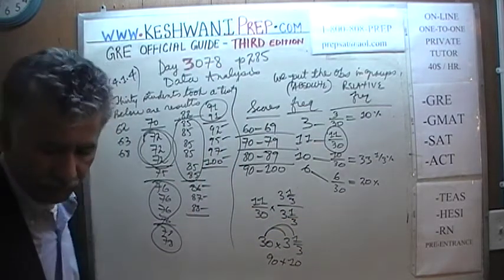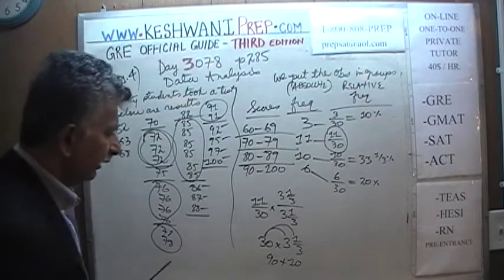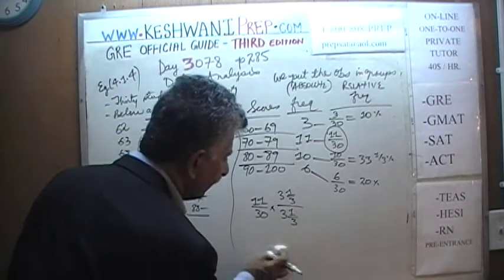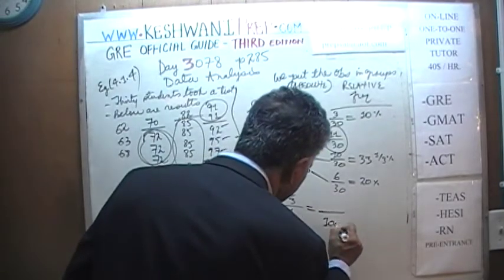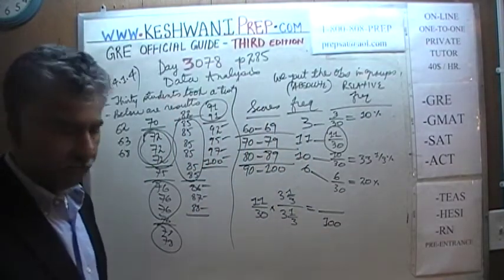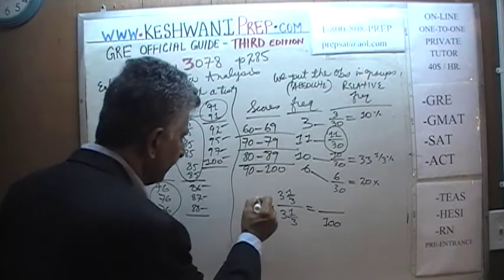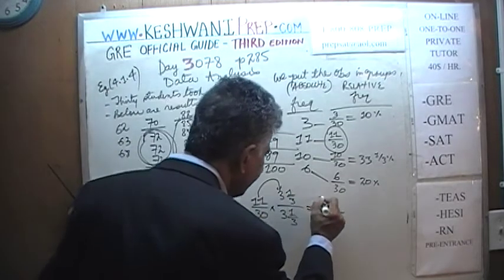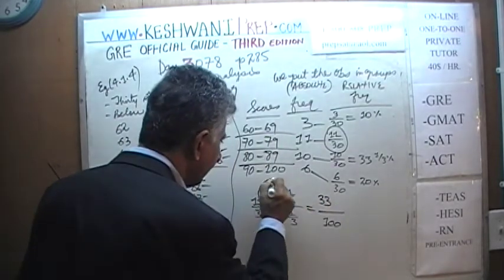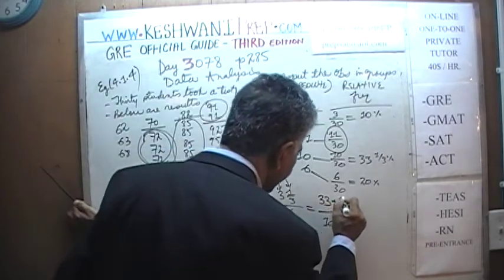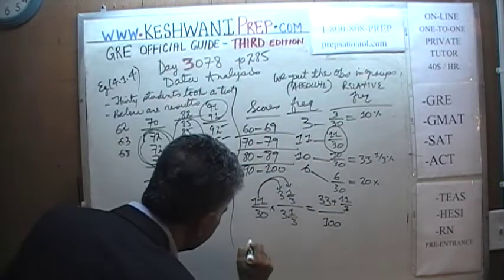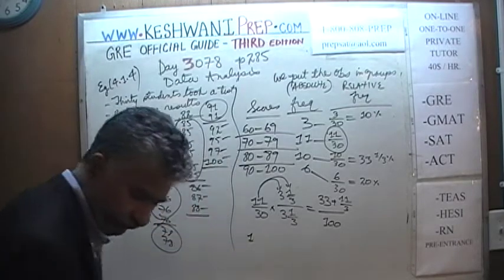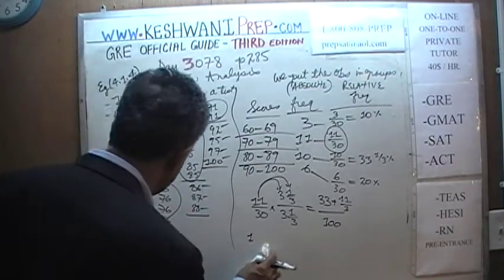Now whatever that result is, the bottom is out of 100. We just have to figure out what the top is. Let's do it together. 11 times 3 is 33, and 11 times 1/3 is just going to be 11/3. So we should have done it on the bottom here.